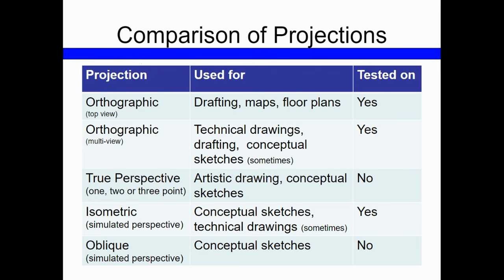So here's the comparison chart for projections. You have the different projections on the left side, what they're used for, and then what they're tested on. When you look at true perspective, 1, 2, or 3 points, artistic drawings, conceptual sketches, that one is not tested. And then oblique, simulated perspective, is for conceptual sketches only, and again, it's not tested.